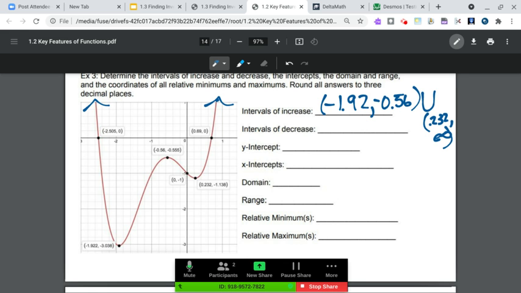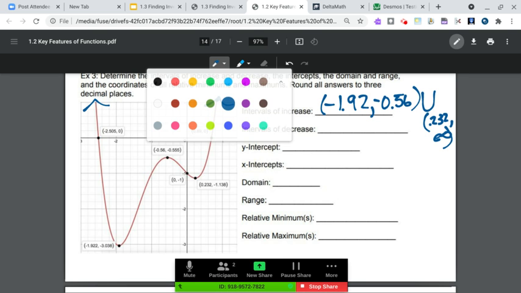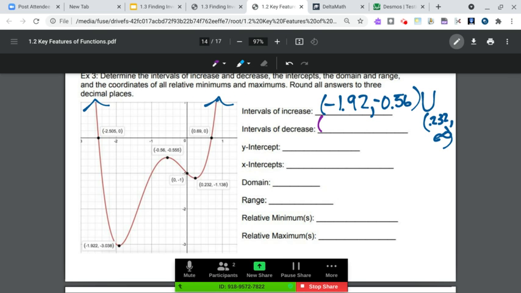So on your x values from 0.232 to infinity, your y's are going up. Perfect. Okay, decreasing. Tell me those intervals. Okay, remember you're coming from the left, so even though your arrow's going up, you're talking about your x values. So you're coming from negative infinity on the left. And where are you stopping? At -1.92. Good. Union, there's one more interval of decreasing. What would that be? Negative 0.56 to 0.23. You got it.